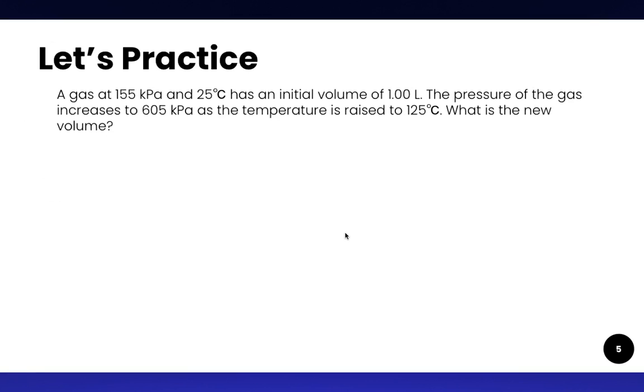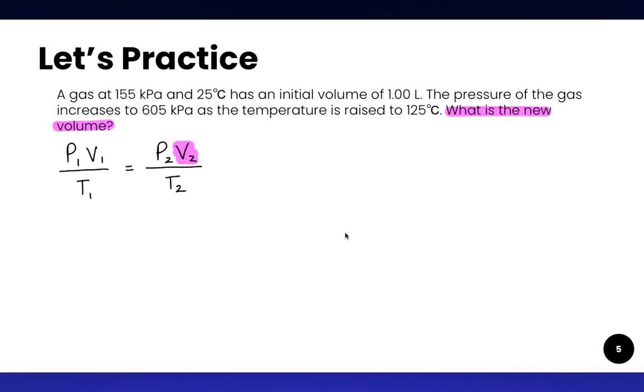A gas at 155 kilopascals and 25 degrees Celsius has an initial volume of 1 liter. The pressure of the gas increases to 605 kilopascals as the temperature is raised to 125 degrees Celsius. What is the new volume? So we need to use the combined gas law because both pressure and temperature are being changed. What are they asking us to find? Again, it's going to be the final volume. They say, what is the new volume?